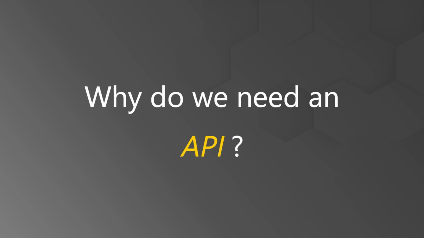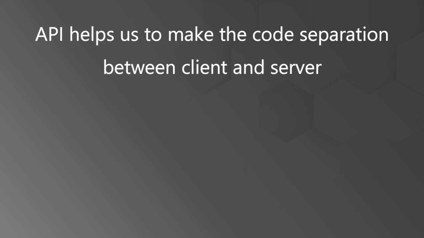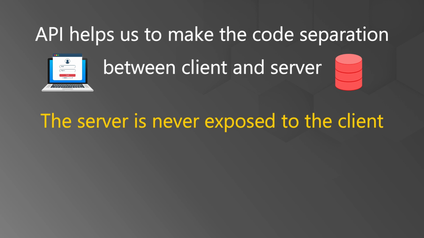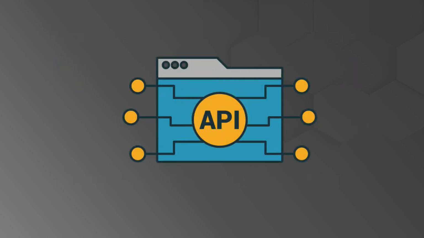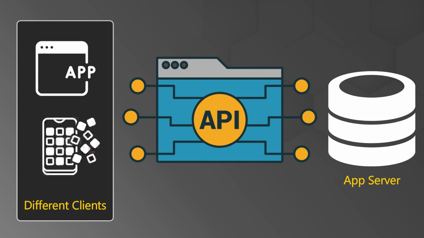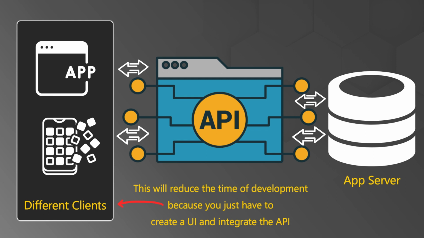Now, why do we need an API? An API helps us to make the code separation between client and server. This way, the server is never exposed to the client. An API can make development easier. For example, once we have created an API, we can integrate it into different systems like web applications, mobile applications, etc. This will reduce development time because you just have to create a UI and integrate the API.